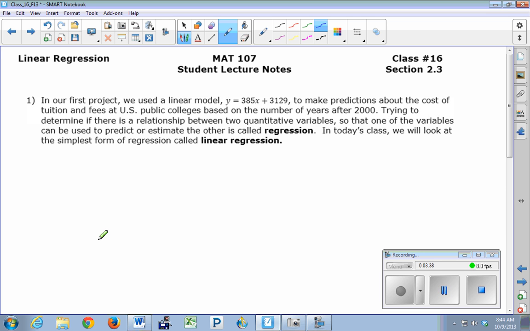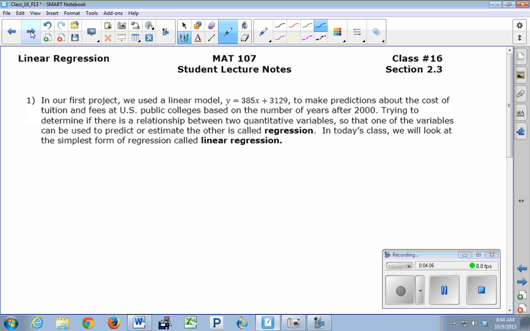And regression can be linear regression, quadratic regression. We can have a quartic, like a 4th degree regression. We can have logarithmic regression. Okay? We can have all kinds of regressions. I was meant to say logistic. Anyway, in today's class, we'll look at the simplest form of regression, which is linear regression. Okay, that's what we're going to do today, because a straight line is the simplest model that you can get.